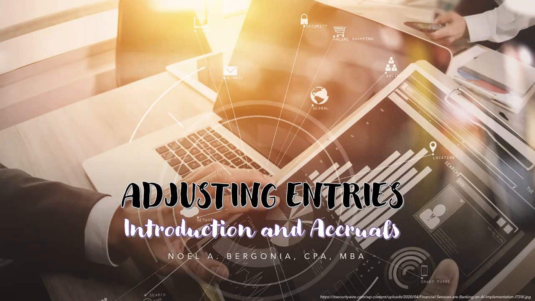So before we start proper with the adjusting entries, let's just have a short recap. In our discussion of module number 2, we discussed what we so-called analyzing business transactions. So we analyze the events that occur in a particular source document, which supports a business transaction, and it will be either an increase or a decrease in any of the elements in the financial statement.